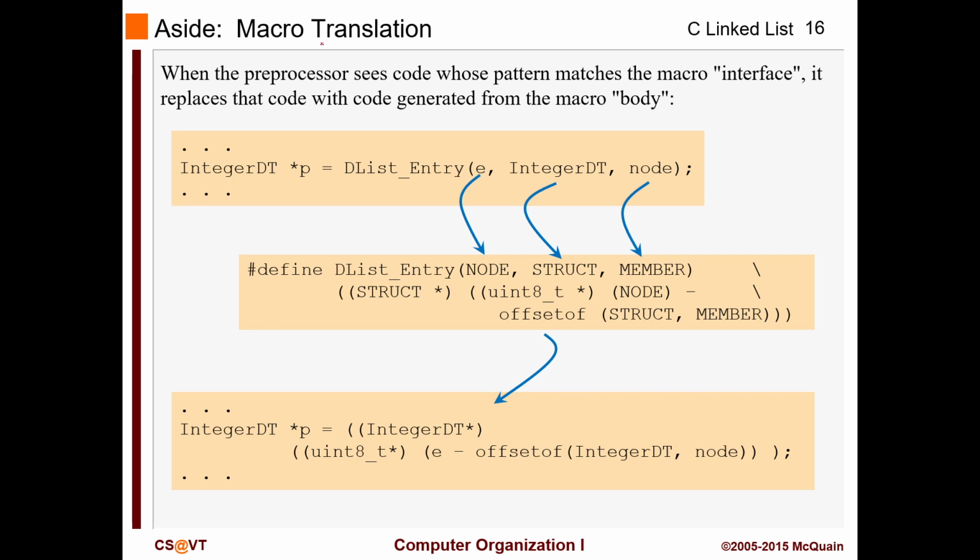Like I said, the preprocessor sees code whose pattern matches the macro interface. It replaces the code with code generated from the macro body, like I said, right? If you don't understand, don't worry about it, because you probably won't need to use macros in your life. But if you want to call yourself a C programmer, this is a concept you should know about.